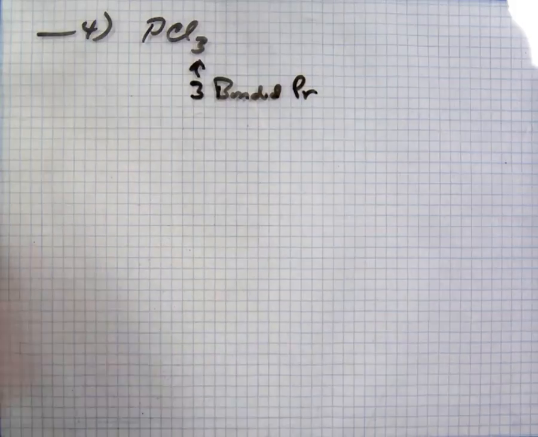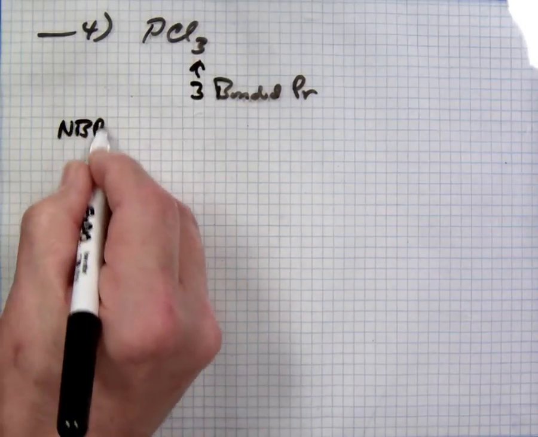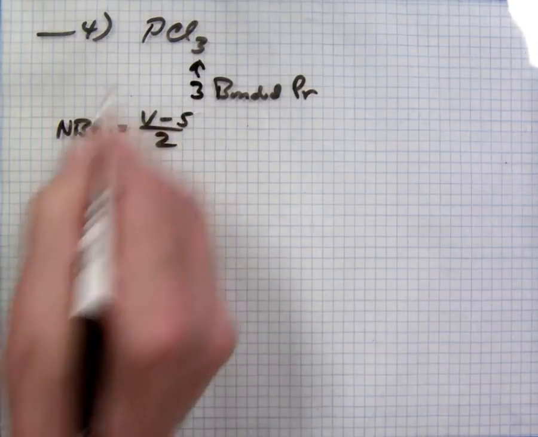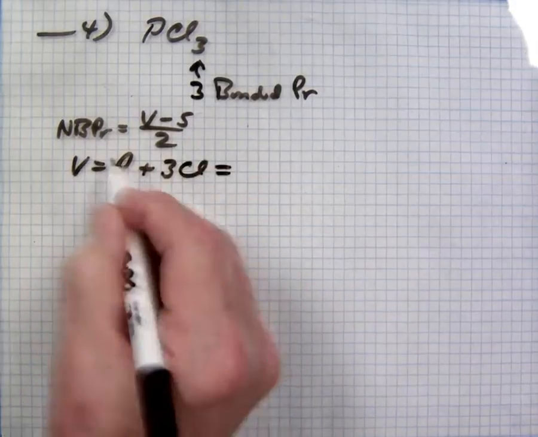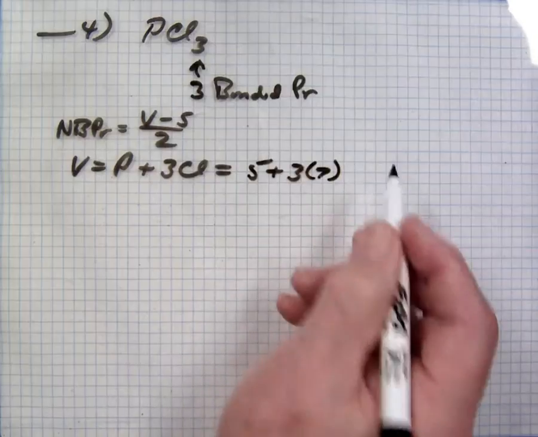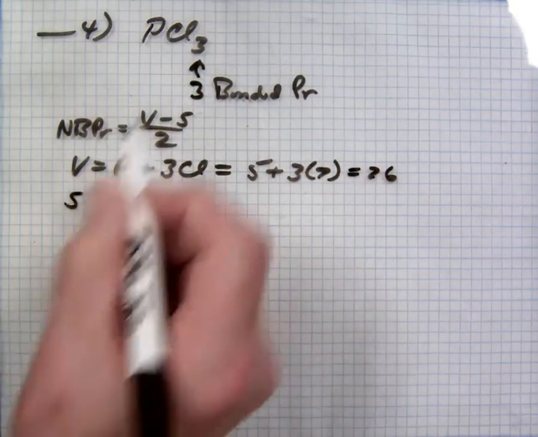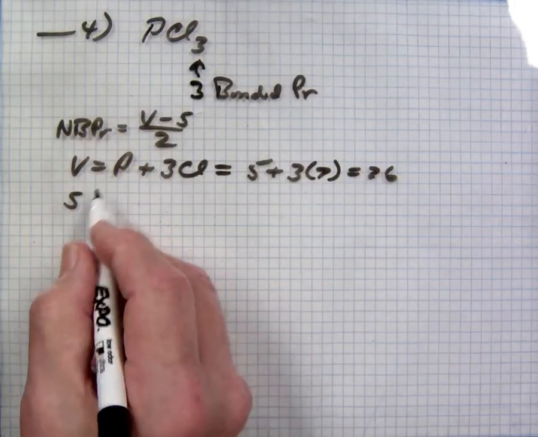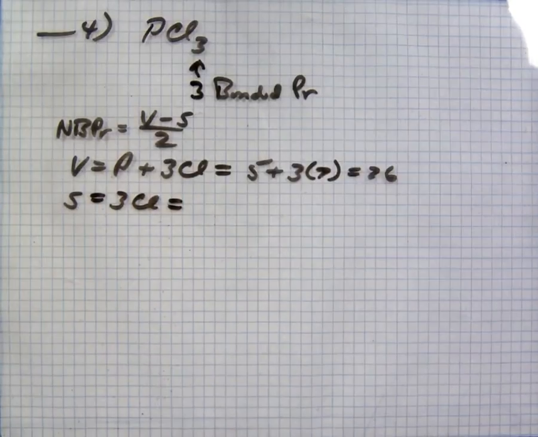That's the easiest part. Now the non-bonded pair is the valence number minus substrate over 2. Well, the valence is phosphorus plus 3 chlorides, which is 5 plus 3 times 7, 26 here. And the substrate, it just deals with the 3 chlorides on the end, is 3 chlorides, and the substrate is always full at 8.